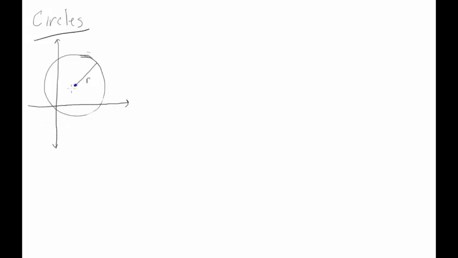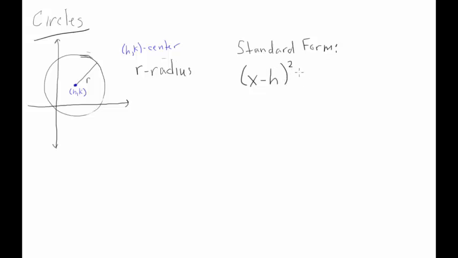So its center is (h, k) and its radius is r. The standard form equation for a circle with center (h, k) and radius r is (x minus h) squared plus (y minus k) squared is equal to r squared.